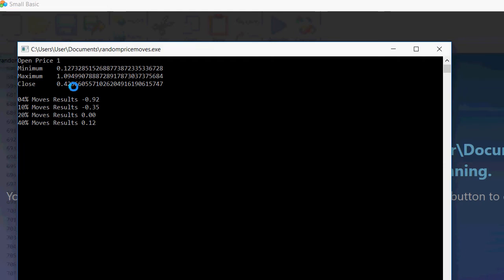In this case, long-term trading, there was a lot of big up and down moves for this result to be as such. 4% moves would have meant that you would have lost basically 100%, as you would have lost about a Bitcoin. For every Bitcoin you would have put in, you would have lost 0.92. 10% moves, you would have lost a third. You would have broken even at 20%, and you would have been barely profiting at 40. This is a market that closes at 0.42.